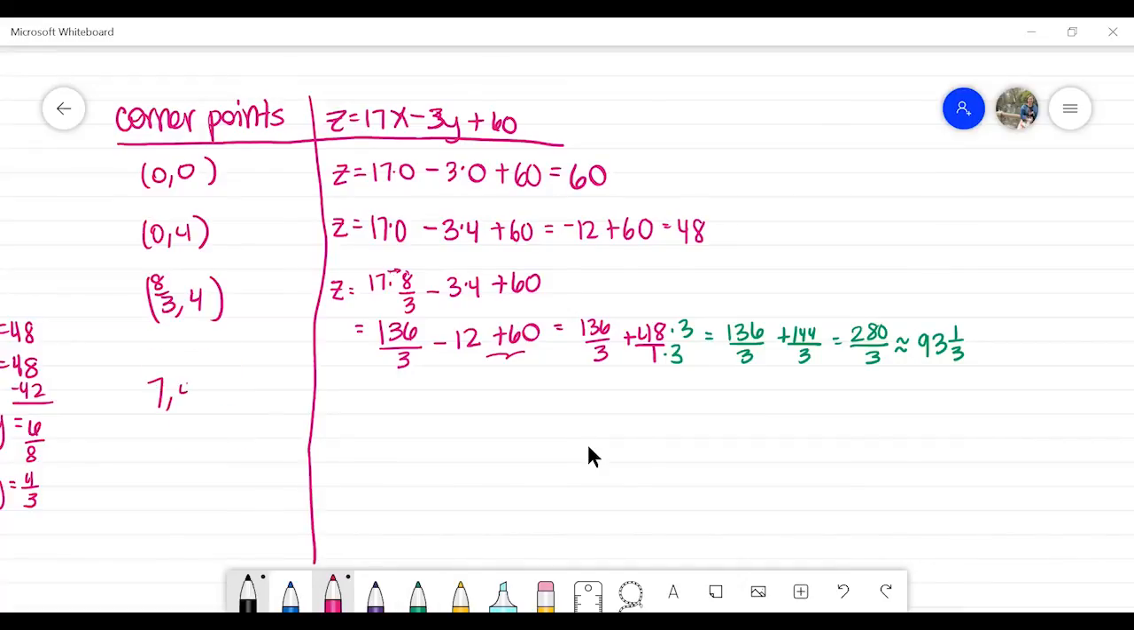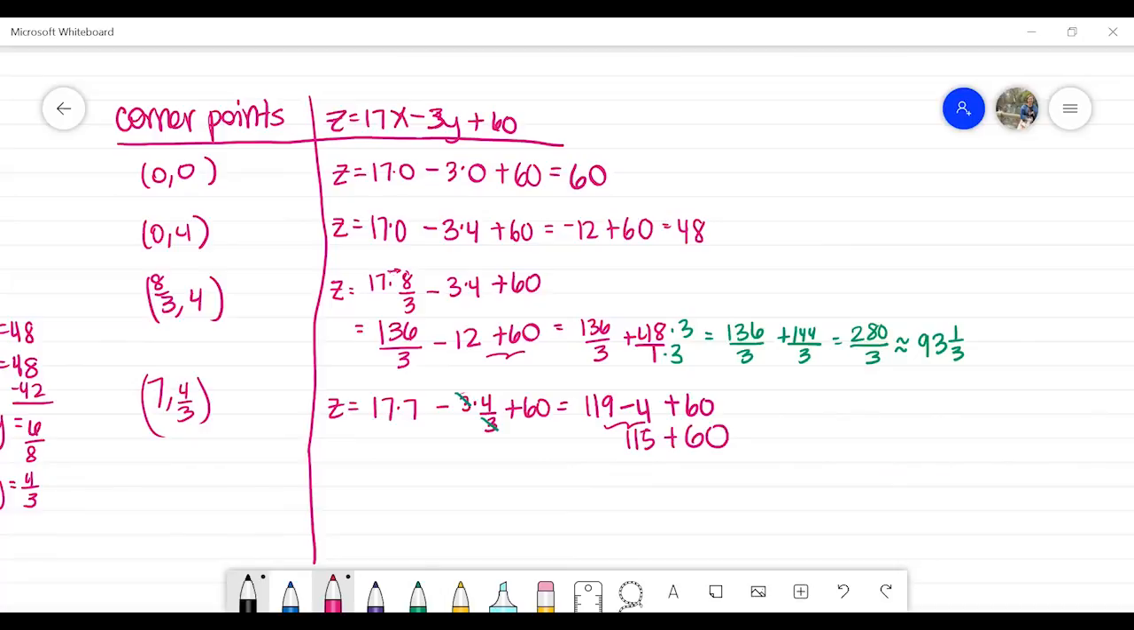This was 7 and 4/3, right? So z is equal to 17 times 7 minus 3 times 4/3 plus 60. 17 times 7 is 119. Now this one works out beautifully, right? We only had one ugly one. Those 3's cancel. This is just minus 4 plus 60. Okay? So 119 minus 4 is 115 plus 60 gives us 175. Now that's our candidate for the largest one, right?